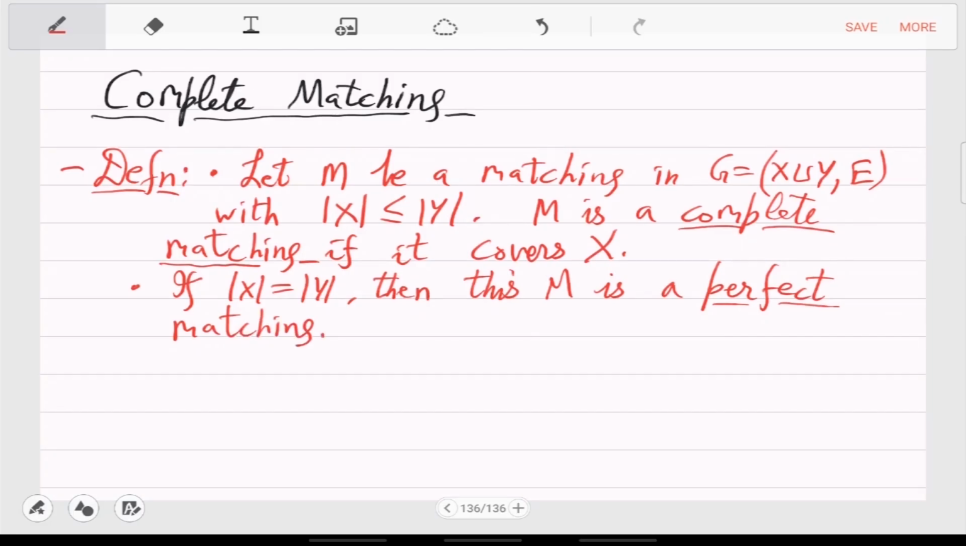So usually in examples, we are interested in only perfect matchings because the sizes are equal on both sides. So what we will do next is we will find necessary and sufficient conditions for when a perfect matching exists. Okay, that's the second major theorem. But before that, let's see an example.